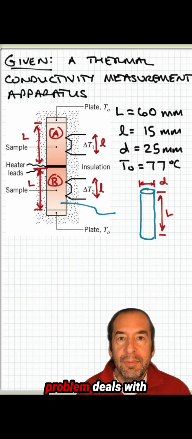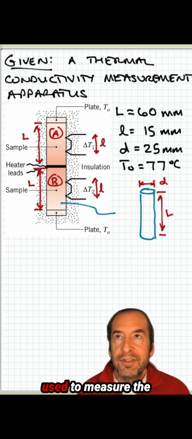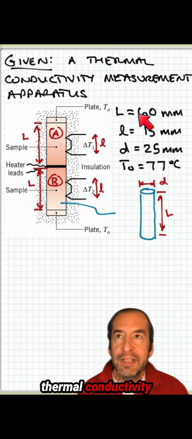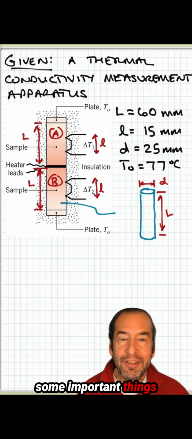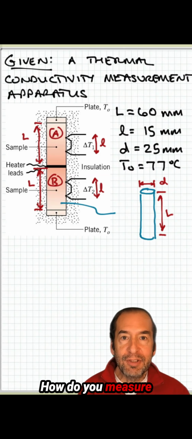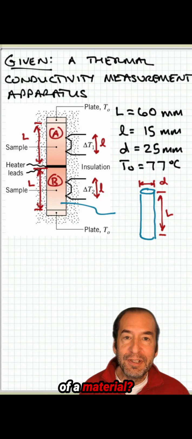Okay, so this problem deals with an apparatus that's used to measure thermal conductivity of a material. And I like this problem because it illustrates some important things about Fourier's law. How do you measure thermal conductivity of a material?